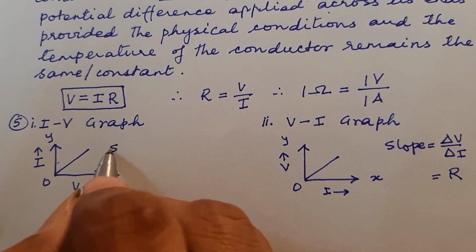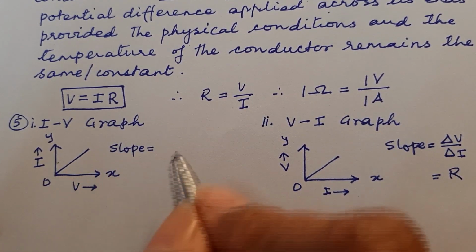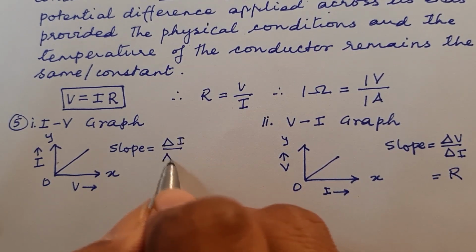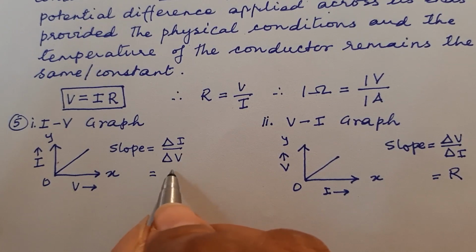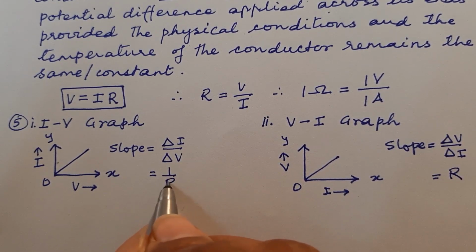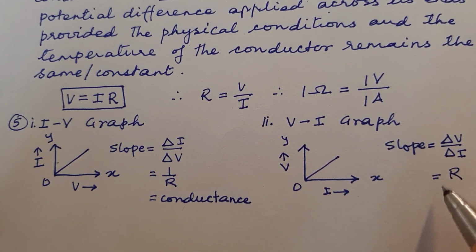Here we will have slope. On the other hand, for the I against V graph, it is delta Y upon delta X, which will give you delta I upon delta V, which will give us the reciprocal of this, which means it is 1 upon R, and that becomes the conductance. So you need to know which are the quantities represented by the slopes. For the second one, here the slope is going to be resistance.